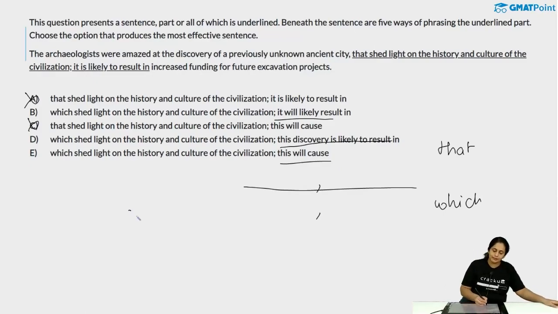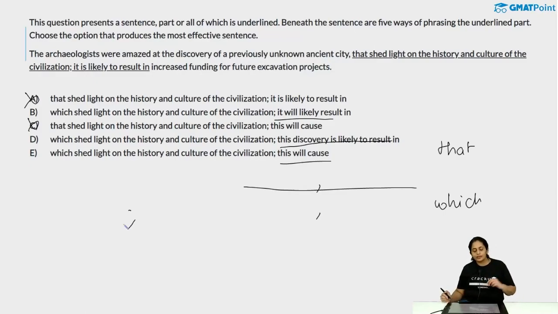Whenever you have a semicolon, the part after the semicolon should be able to stand as an independent sentence. It should have a subject and a verb, and if you take that sentence out, it should still make sense. In this case, if you say it will likely result in or this will cause, it is not clear exactly what you are referring to.